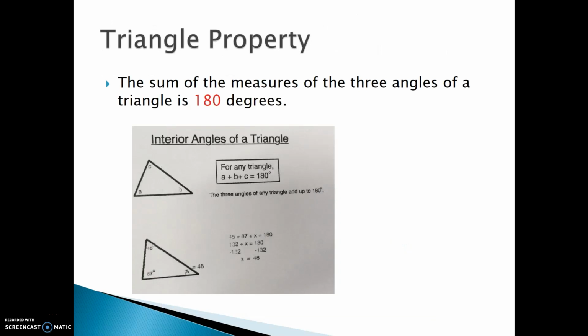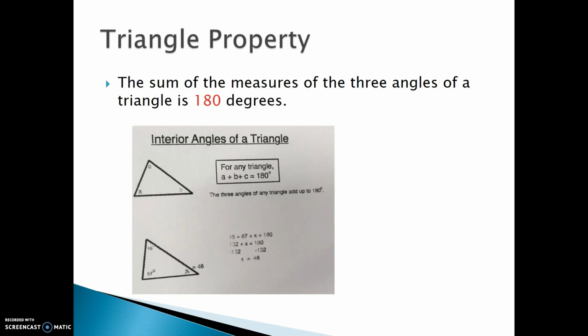Okay, let's move on. I'm going to gloss over the triangle properties because we're going to hit this a little bit harder tomorrow. So I'm going to go through these really quickly, and I don't have any toyos, but that's okay because we're going to do this again tomorrow. The sum of the measures of the three angles of a triangle is 180 degrees. Go ahead and fill that in your notes.